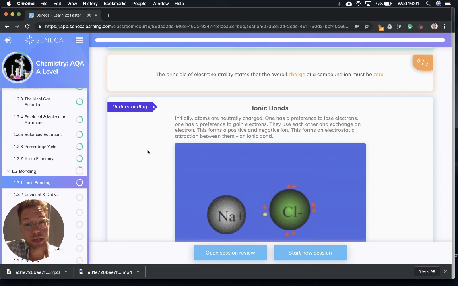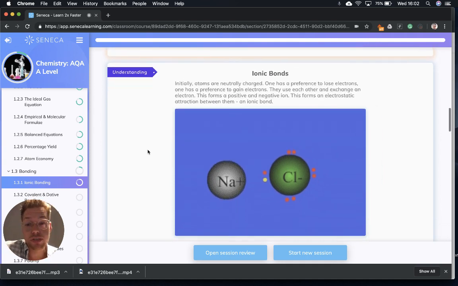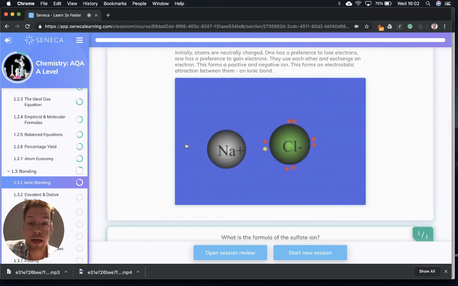So initially, the atoms are neutrally charged. One is going to have a preference to lose electrons, and one is going to have a preference to gain electrons. They use each other and exchange an electron. This forms a positive ion and a negative ion and an electrostatic attraction between them. And that is the ionic bond.